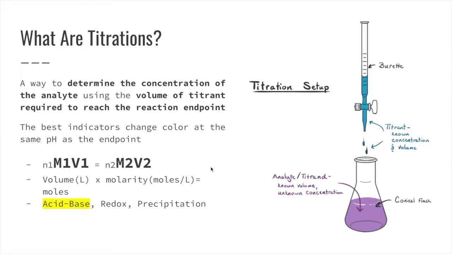There are many different types of titrations, but we'll be focusing on acid-base since it's such a big unit in AP Chem and the most common one you'll see out there.